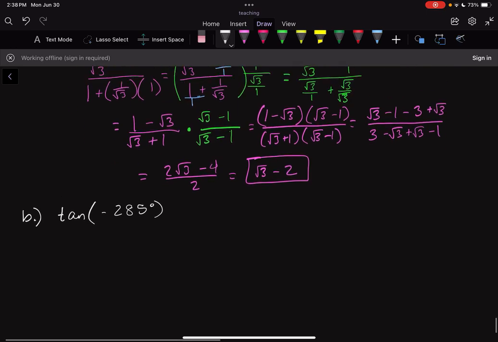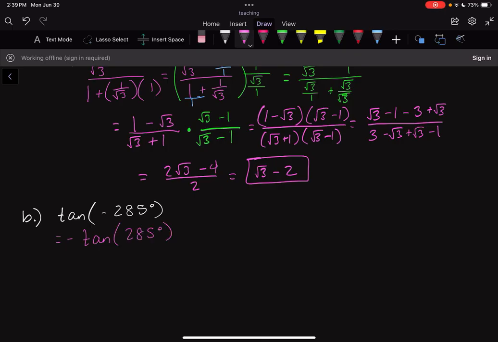Negative 285. So much bigger. And this one I'm going to show you another way to deal with the negative. I'm just going to move the negative out to the front. Cosine is really nice if you have the negative because then it just goes away because cosine's even. For sine, you would also just move it out to the front. So for 285, I want you to pause and please think of two angles that could add up to 285.